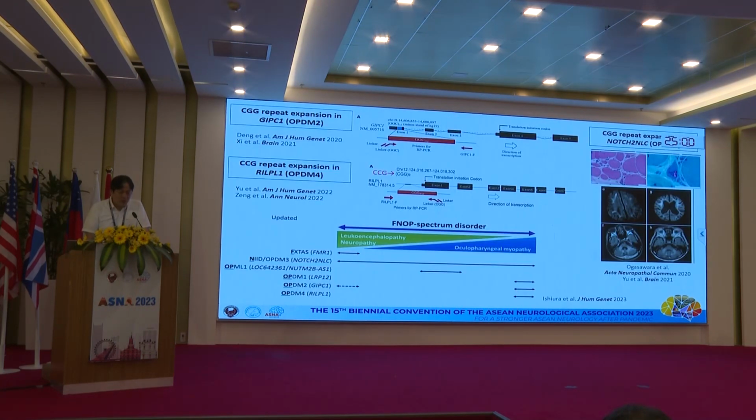The subsequent studies indicate that CGG repeat expansion was also found in GIPC1. This disease is called OPDM type 2. CCG repeat, the antisense of CGG, expansion was also found in RILPL1. This disease is called OPDM type 4. Very interestingly, CGG repeat expansion in NOTCH2NLC, which is also found in NIID, can be found in patients with OPDM.